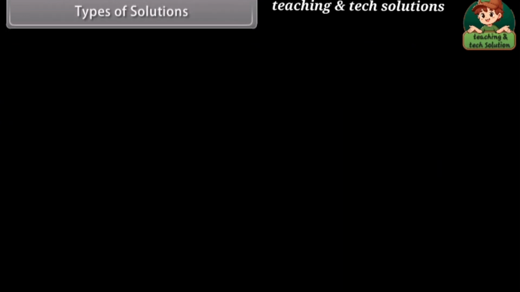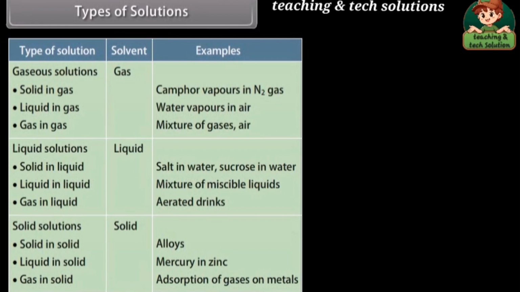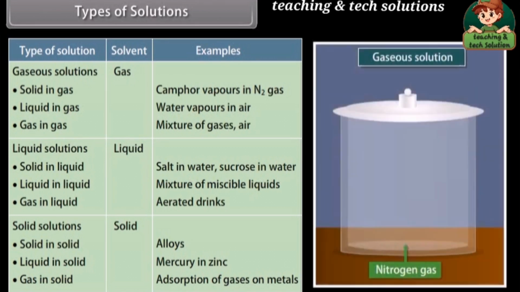Types of solutions. In a binary solution, components can be either solid, liquid, or gas. There are three types of solutions: gaseous solutions, liquid solutions, and solid solutions. In gaseous solutions, gas is the solvent. They are categorized as follows: solid in gas, for example, camphor vapor in nitrogen gas; liquid in gas, for example, water vapors in air; gas in gas, for example, mixture of gases or air.